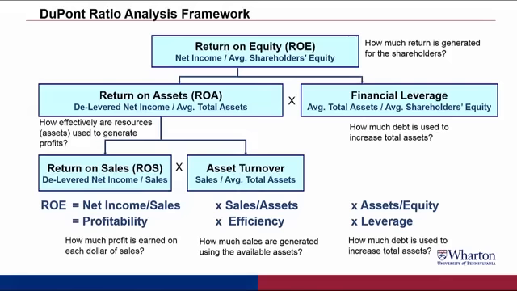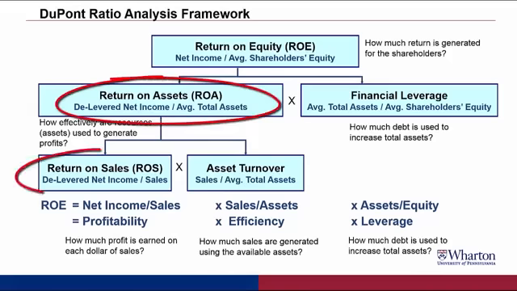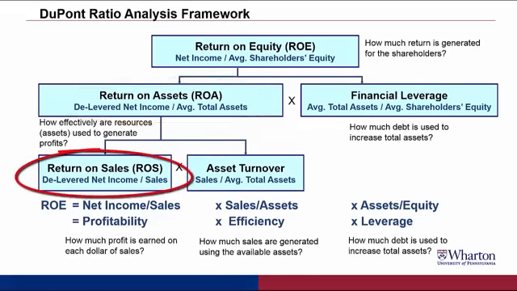So in our corrected DuPont ratio analysis framework, we're going to use de-levered net income in ROA, and we're going to use de-levered net income in return on sales.